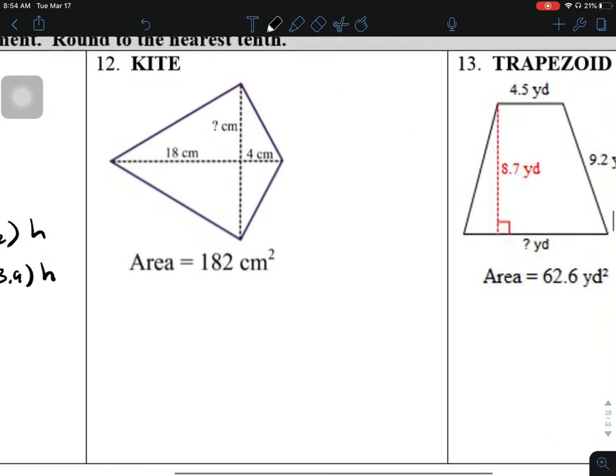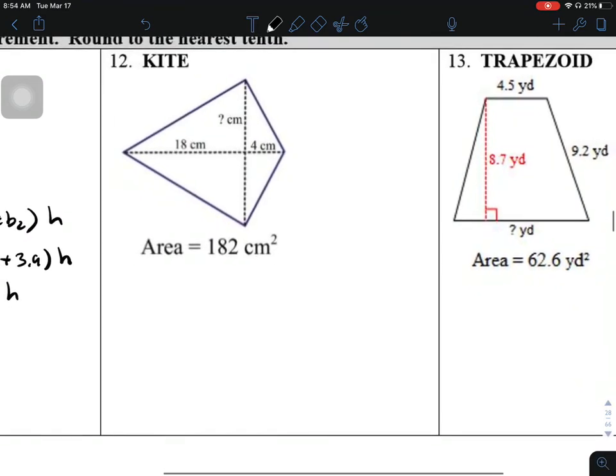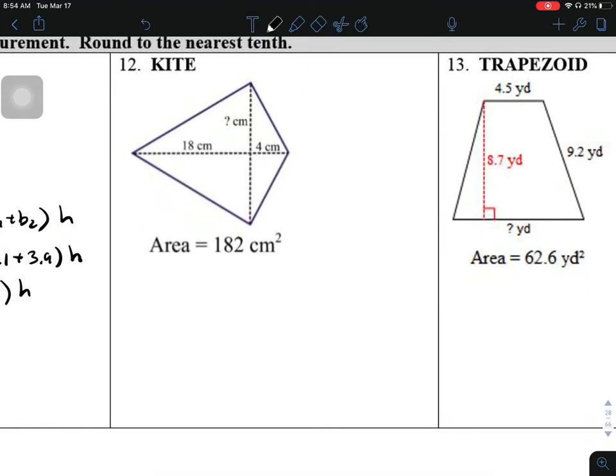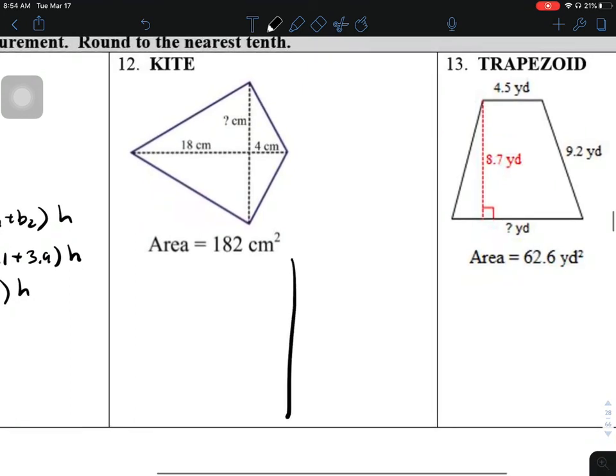12, got a kite. Gotta be careful about this because it's not asking for an entire diagonal, it's asking for half a diagonal.